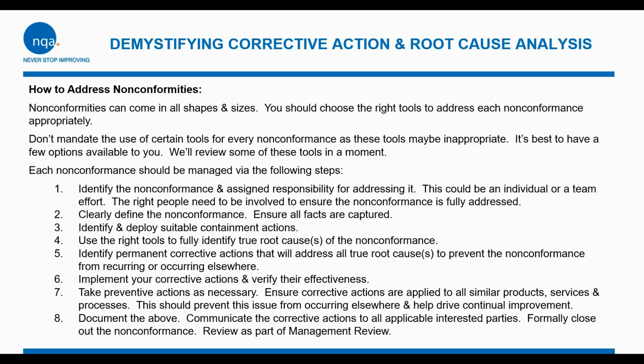Once you've done this, you can then look to preventative actions. You can apply the corrective actions that have been proven to be effective to similar products or services or processes. This should prevent the issue from occurring elsewhere and help to drive continual improvement. Then document your actions, communicate your actions to interested parties, formally close out the non-conformance, and if you're working to ISO, review your actions and your non-conformities as part of your management review.